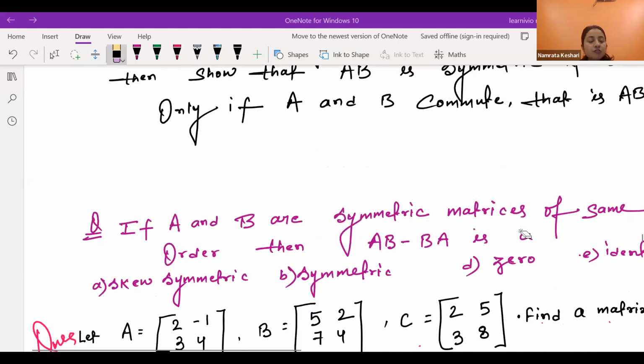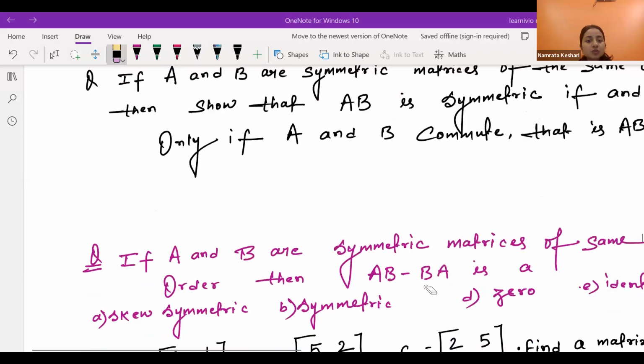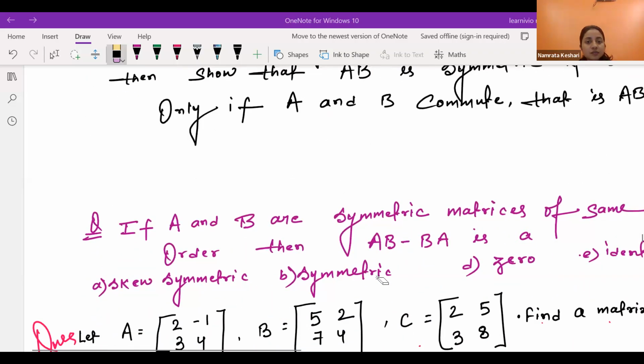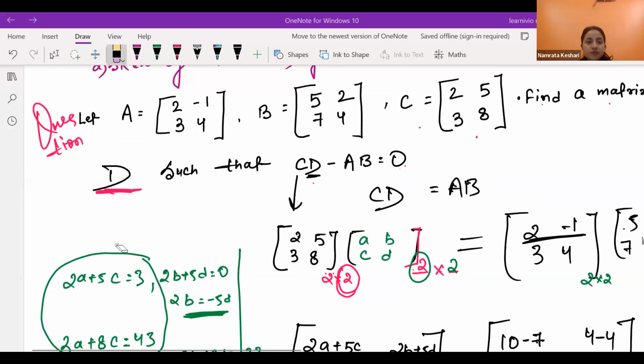Okay, transpose of matrix and symmetric, skew symmetric matrix. That also you know, Kiran? Oh no, we haven't gone through that. Okay.